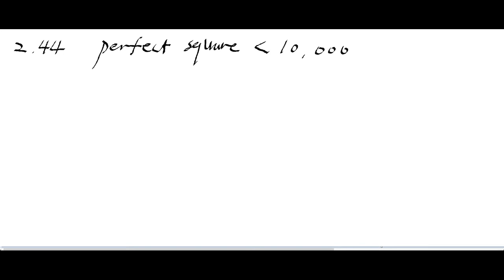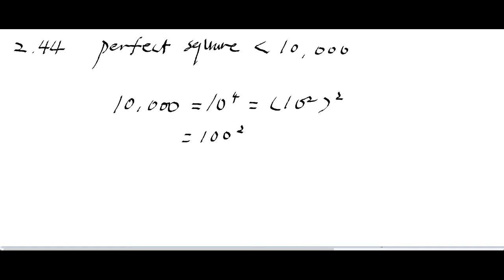This one is not a hard one. You can first think: 10,000 is something squared. Is it true? Yes. What is it? 10,000 is 10 to the 4th power. Oh, this one is also a perfect square number: 10 squared, squared, which means 100 squared. So our perfect squares must be 1 squared through 99 squared. So totally how many perfect squares? 99.